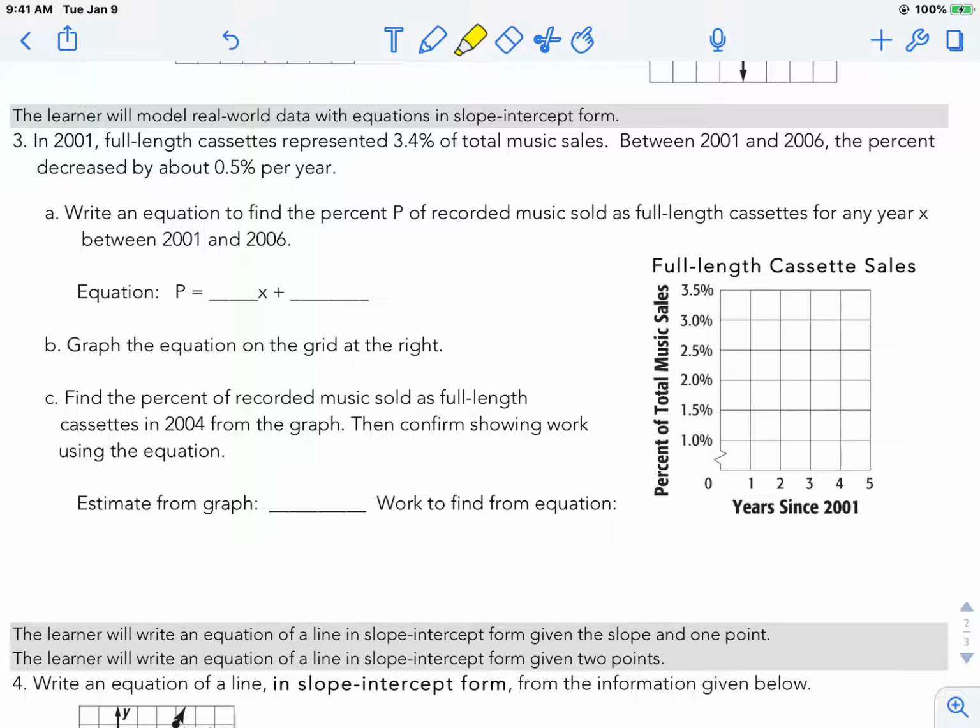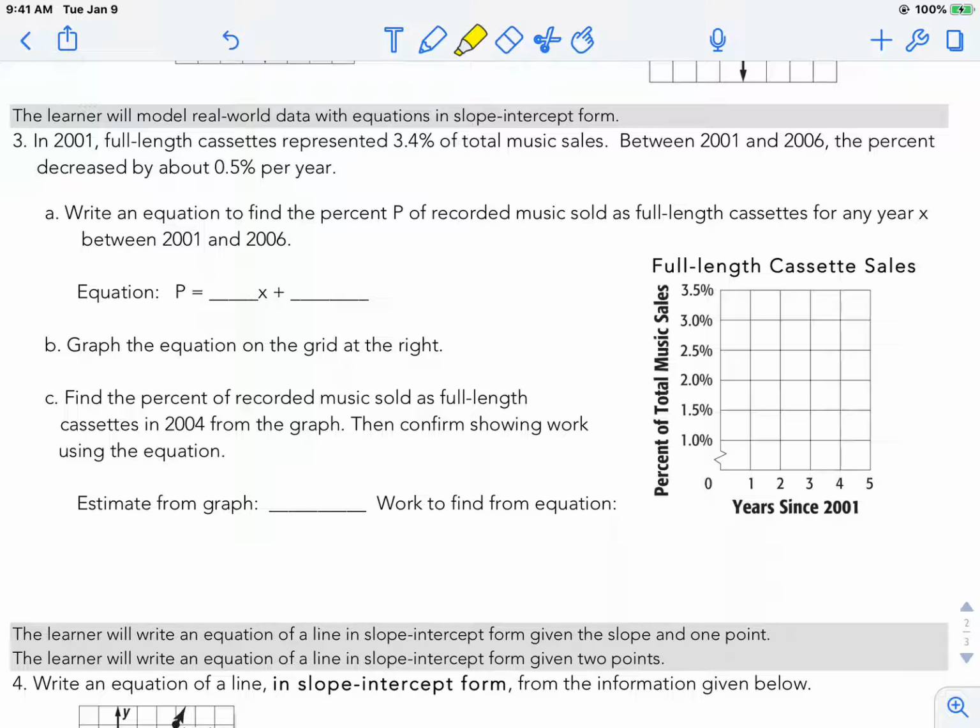In the year 2001, full-length cassettes, that's how we stored our music back then, represented 3.4% of total music sales. I haven't heard a rate of change in there because I haven't heard a percent per year, percent per day, something per something that tells me I have a rate. It's more like they told me a starting amount in there.